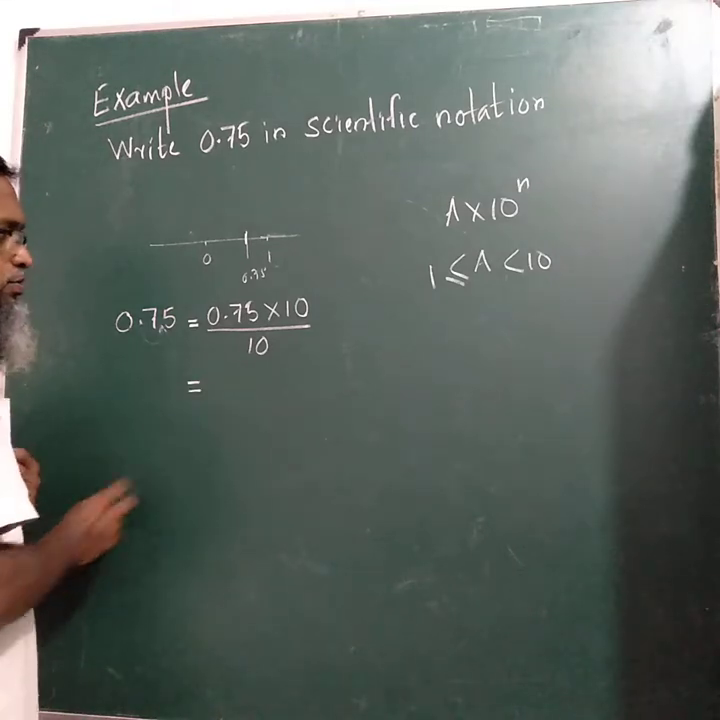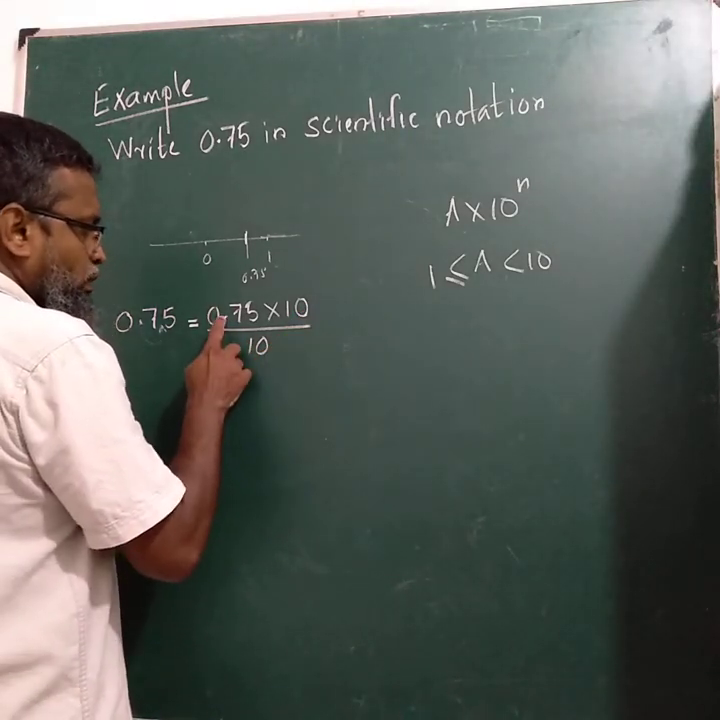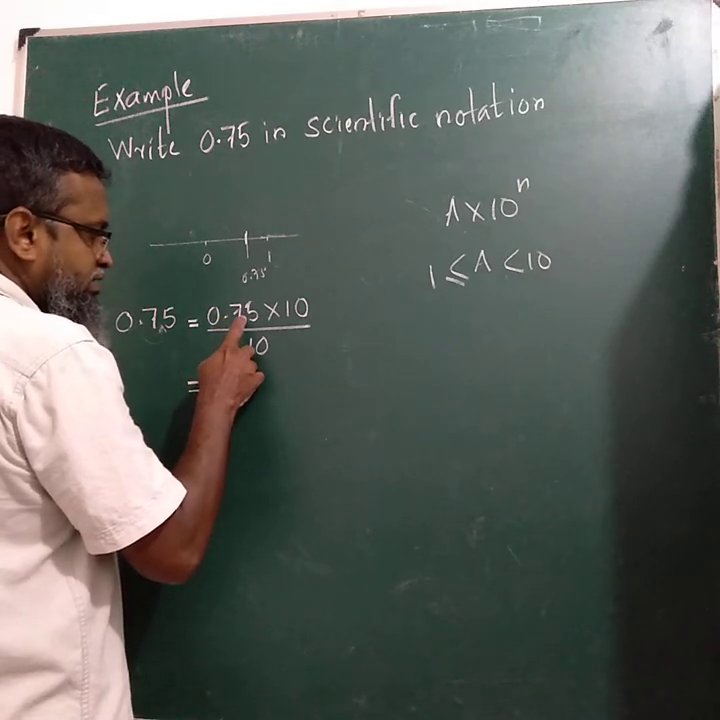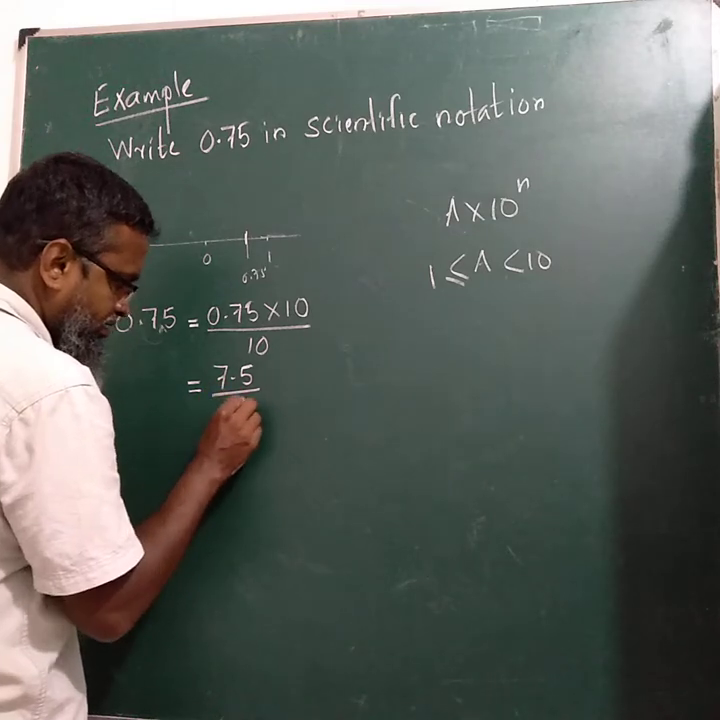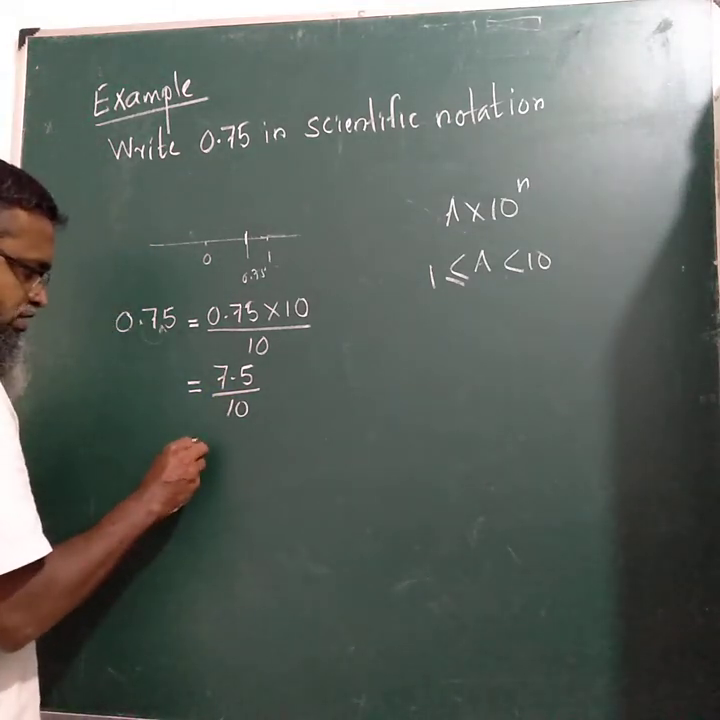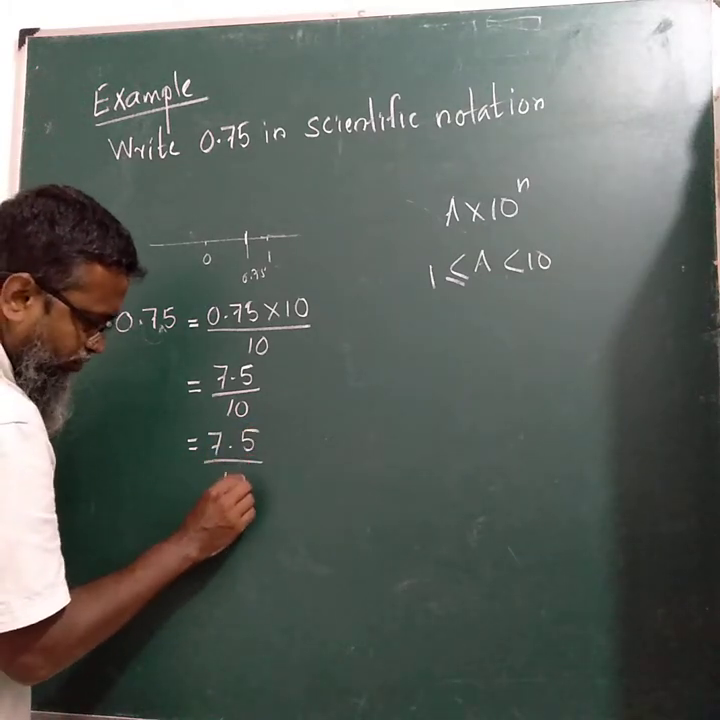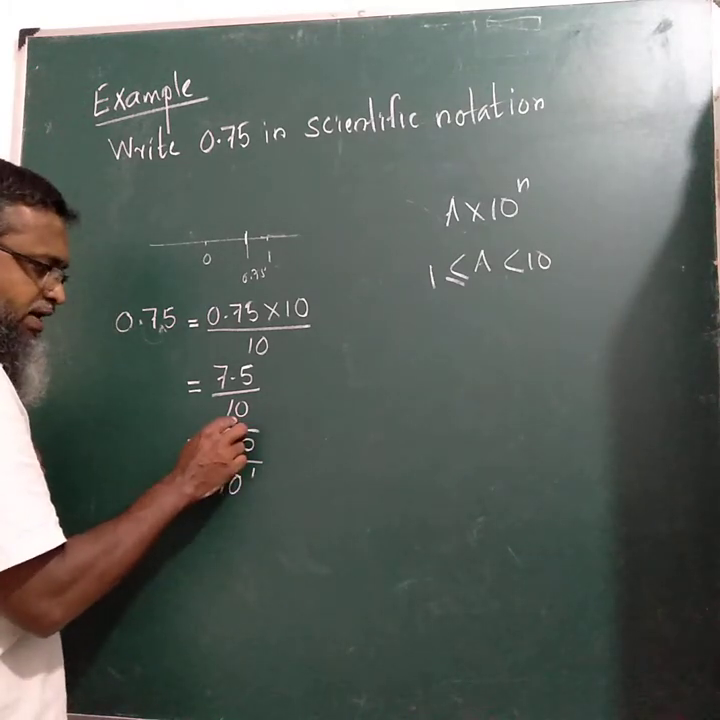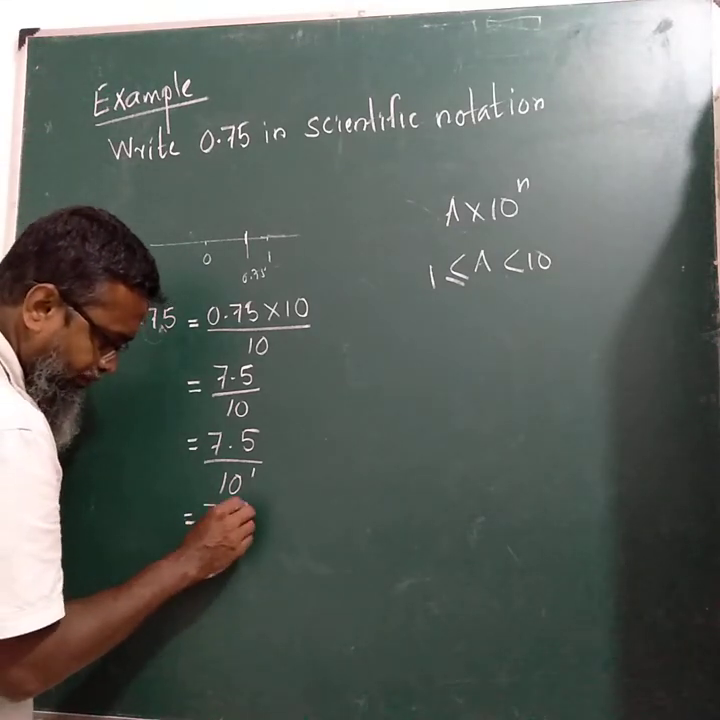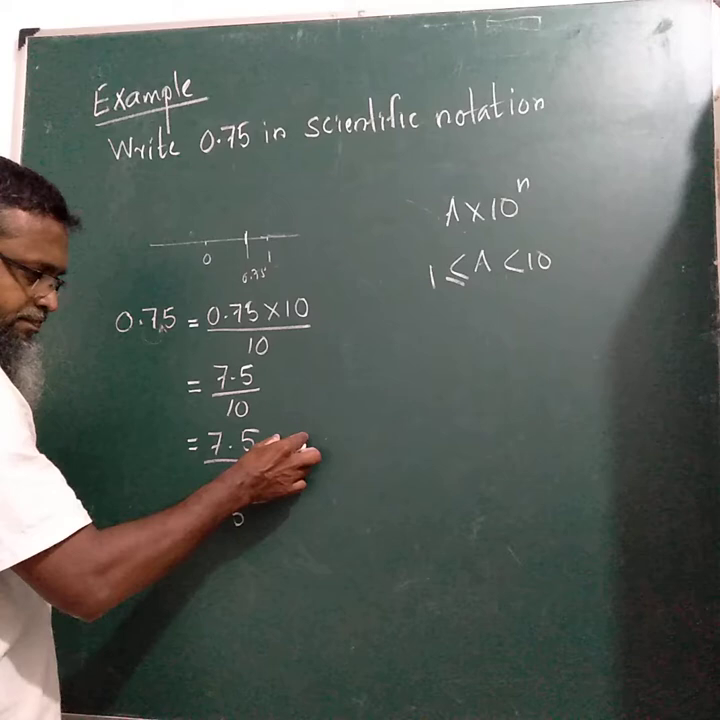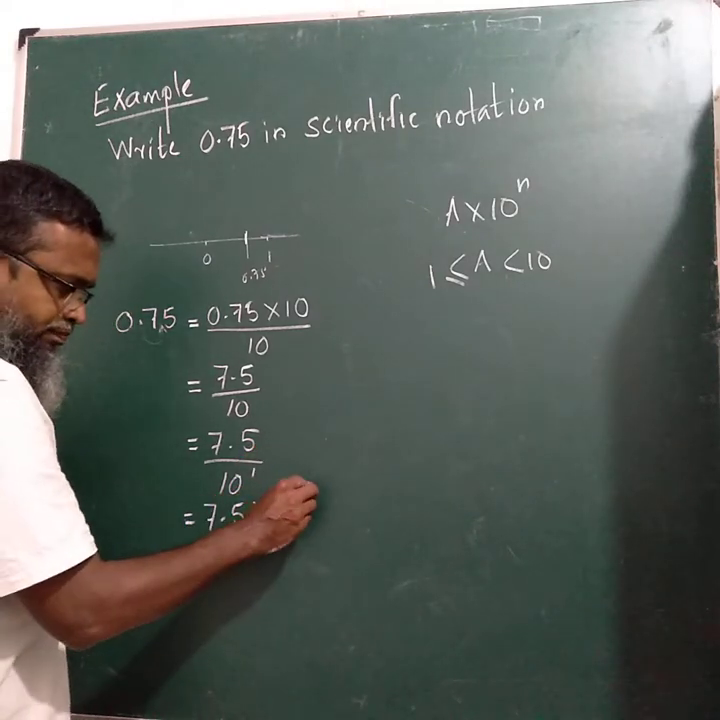That is equal to, now when you multiply by 10, one digit will be moved to the right, so you get 7.5 over 10. That is equal to 7.5 over 10 to the power 1, because 10 can be written as 10 to the power 1. So 7.5, if you take this up, 10 to the power 1 becomes minus 1.